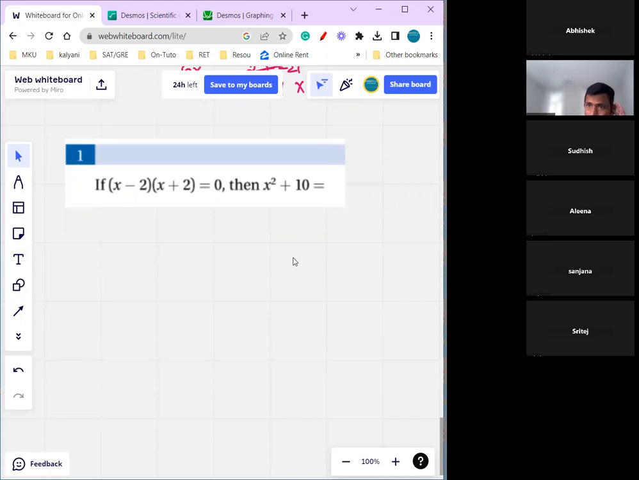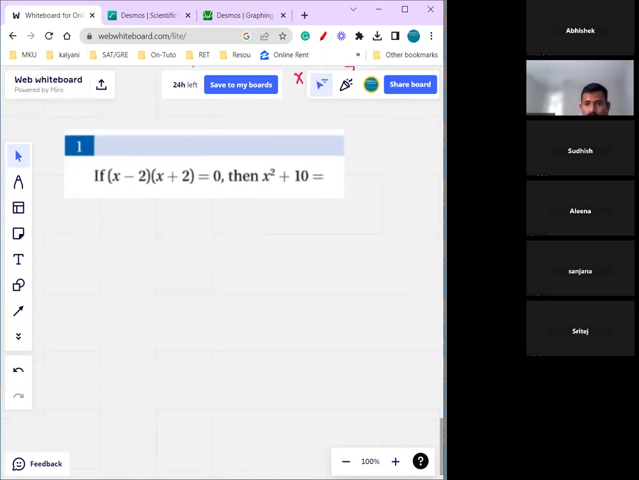All right, so let's read the next one. Mihira, can you please read this question for us? Yep. If x minus 2 times x plus 2 equals 0, then x squared plus 10 equals what? Let's go try this one.